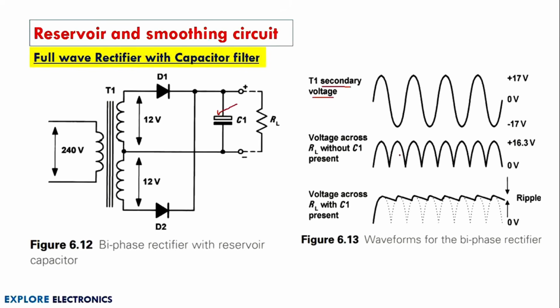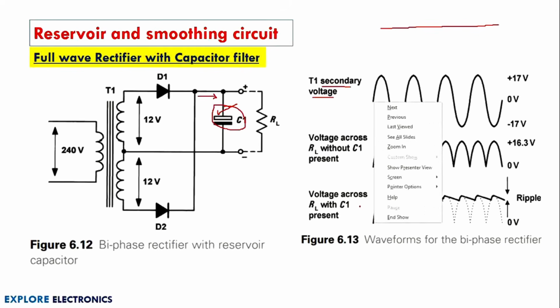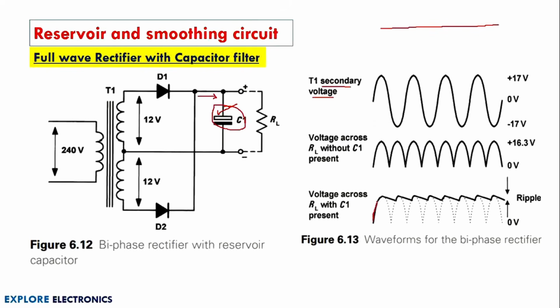So we need to reduce this AC component and get a steady DC voltage, something like this. To reduce this AC component, we are going to connect this extra capacitor C1. When the current starts to flow in this direction, in both the positive half cycle and the negative half cycle of the input, the capacitor will charge to its peak value. So the capacitor will be charged to this value and it will hold its value.